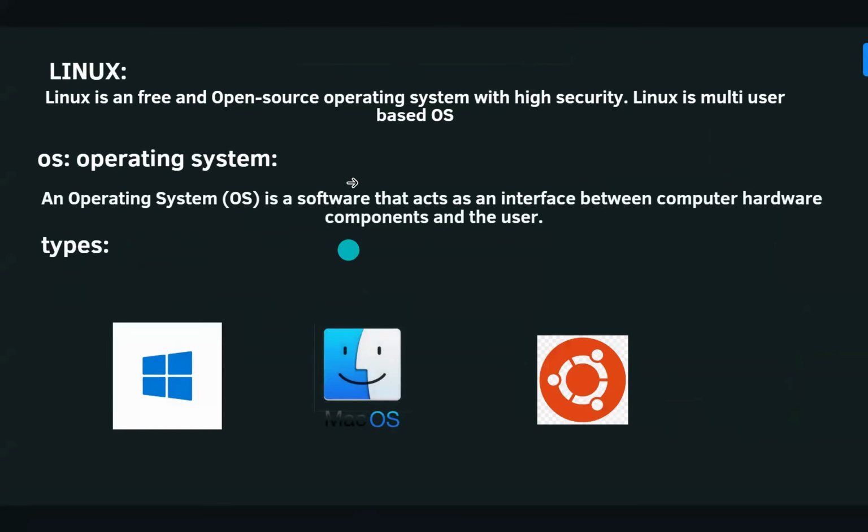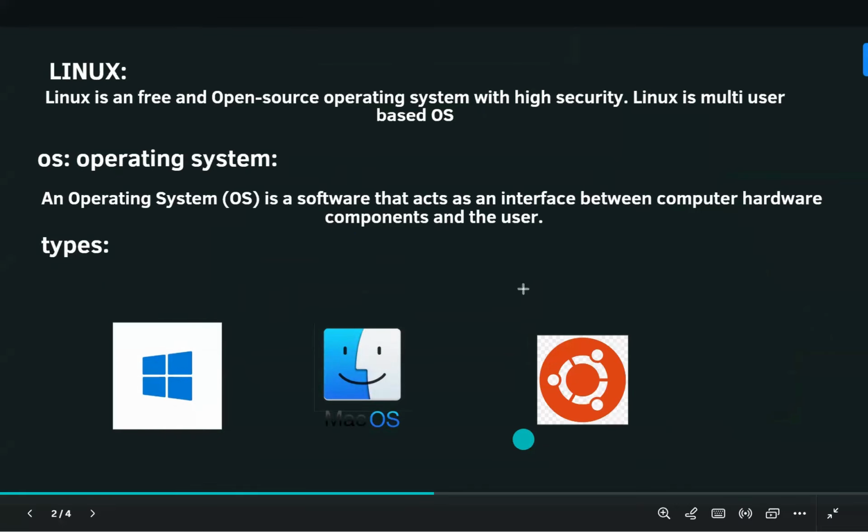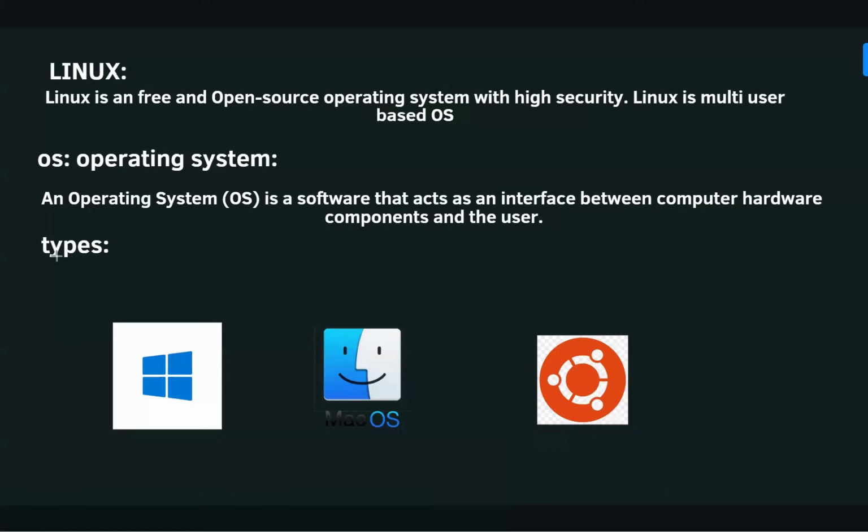So what is Linux? So see here, Linux is a free and open source operating system with high security. So here my question was, what is free and open source? Free and open source is nothing but anyone can access it without any pay. For Linux, we are having high security.